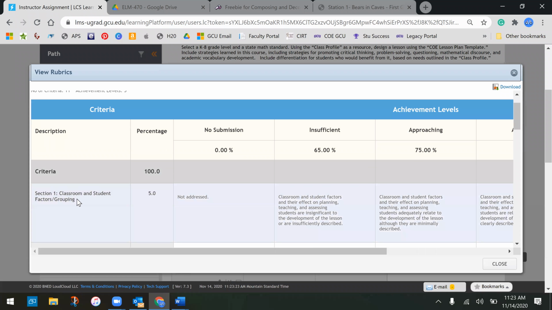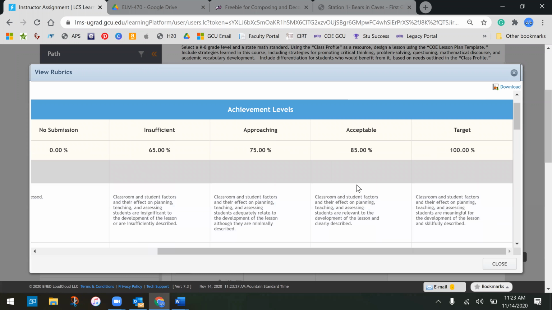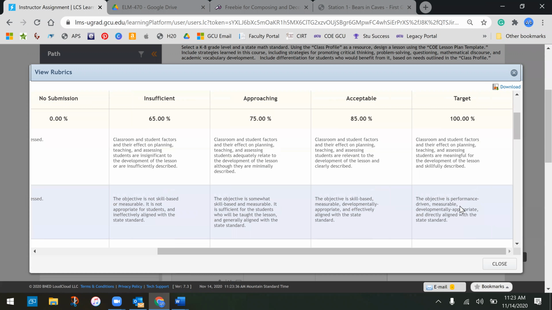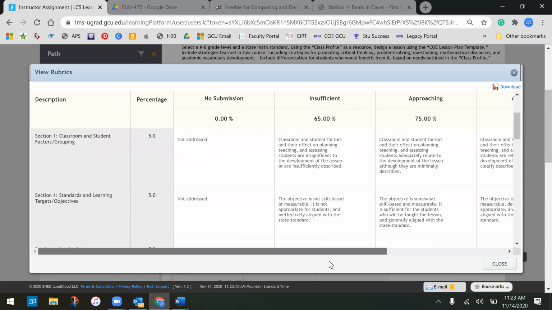So we've got the classroom and student factors and grouping. So just make sure you tell me how many English language learners, how many special education students, and some of those things, what the class consists of, and then some strategies or groupings that you're going to be thinking about in your plan. Your standards and your learning targets. Make sure that your standard is clearly identified and any objectives or learning targets are aligned to that. And then everything you do in your plan is aligned to your objectives.